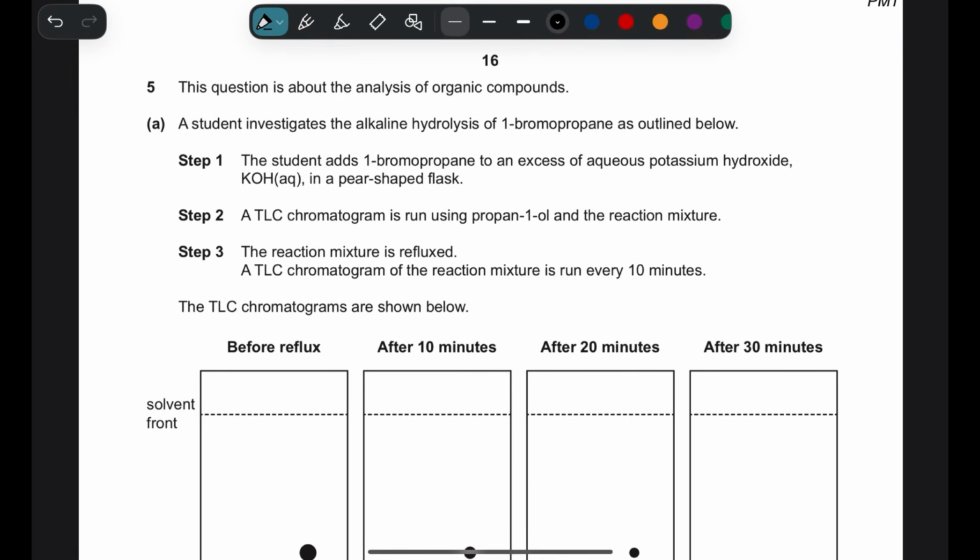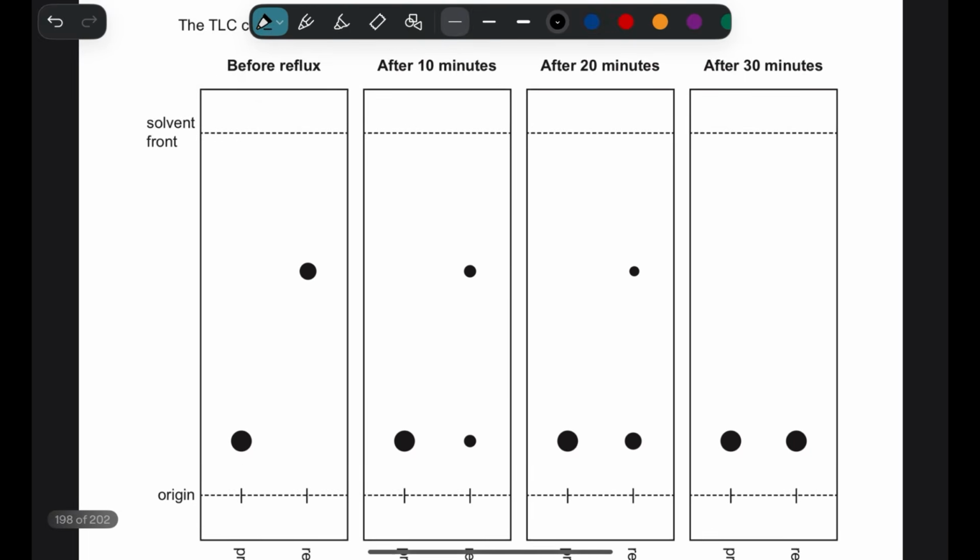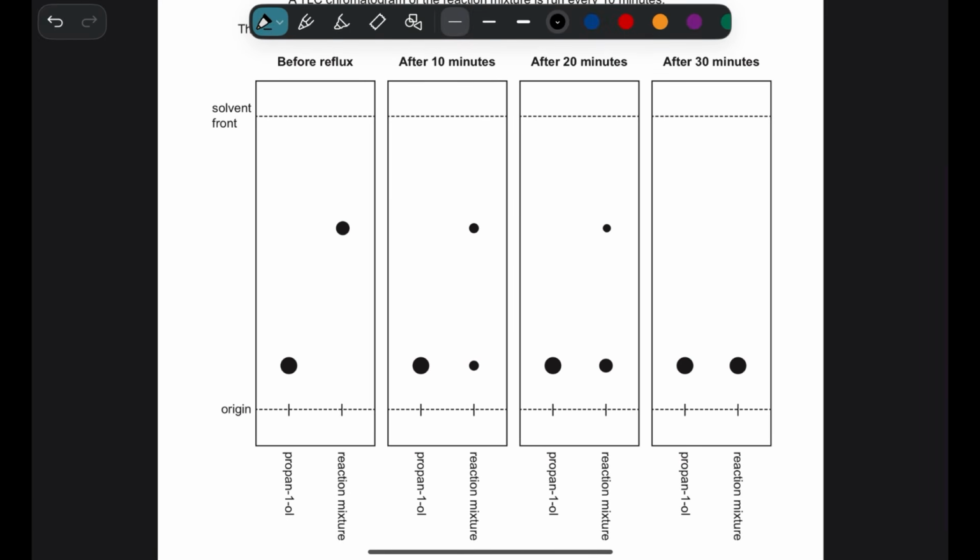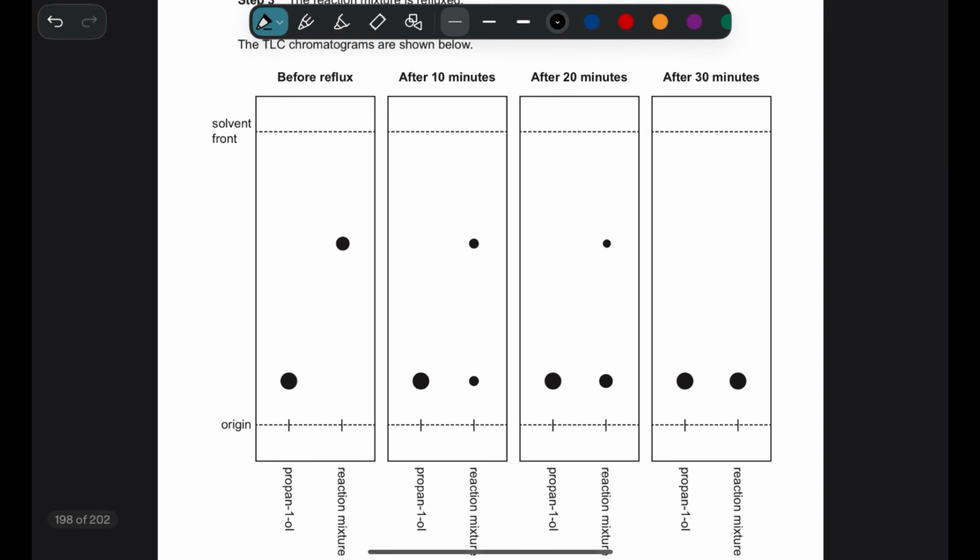Okay, so let's get the context of this question. We're doing thin layer chromatography, right? They're using propan-1-ol and the reaction mixture. If we're doing hydrolysis of 1-bromopropane, you will produce propan-1-ol at the end. That's what we're trying to aim to do. So let's understand what's going on. If we have a propan-1-ol spot, that's to show us when the reaction is complete, the reaction mixture should just be propan-1-ol. So because of that, that's why we're using propan-1-ol. That's something that's important to know. You can see here, the reaction is complete after 30 minutes. Cool.